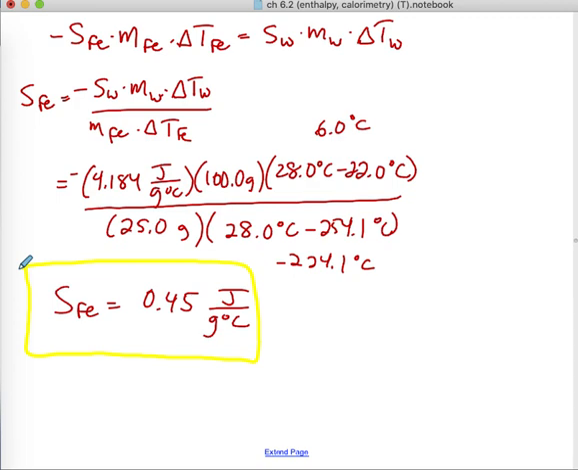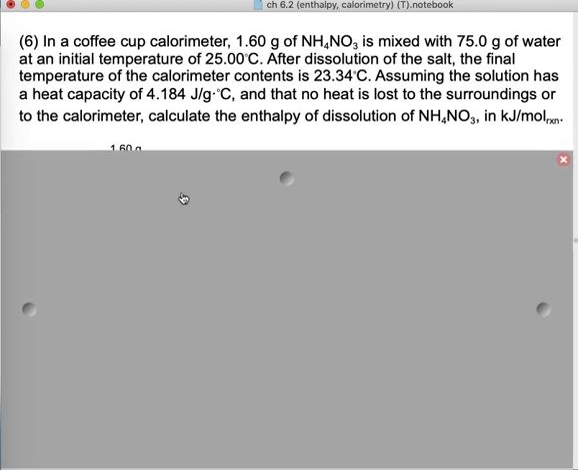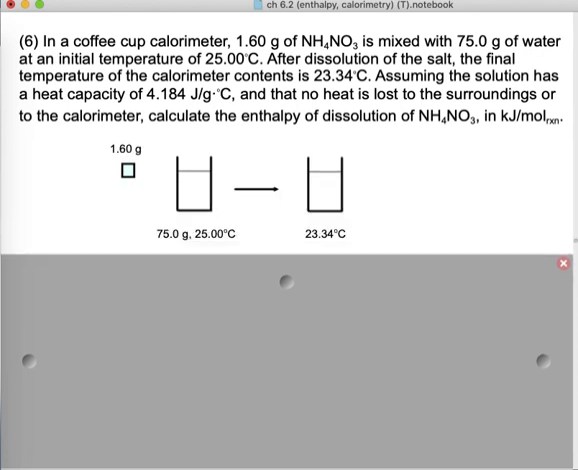Let's do one more problem in which we actually deal with a chemical reaction. In a coffee cup calorimeter, we're going to dissolve some ammonium nitrate in water. After dissolution, the final temperature is given. Assuming the solution has a heat capacity of 4.184 joules per gram per degree Celsius, and that no heat is lost to the surroundings, calculate the enthalpy of dissolution of ammonium nitrate. So once again, a little diagram to help. Here's my 1.60 grams of ammonium nitrate. Here's my water. Put it in here, dissolve, and at the end of the day, we have our ammonium nitrate solution there.